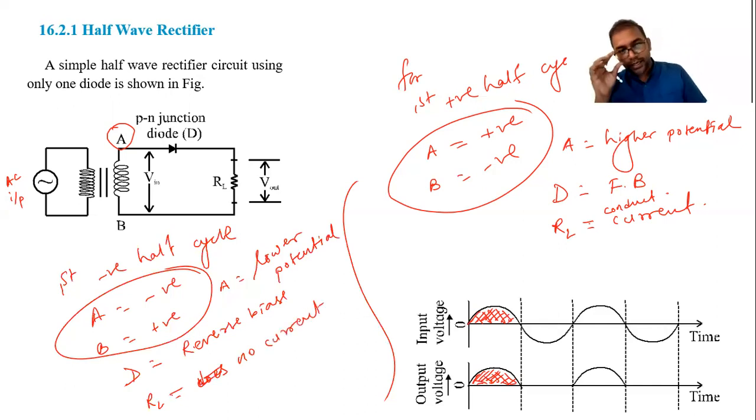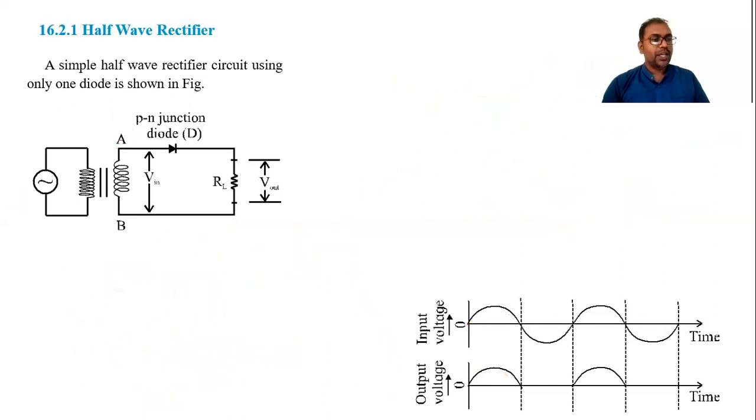It means that the diode conducts only for half cycle, and it is only for the positive half cycle. Therefore, this is called a half wave rectifier. It conducts at the positive half cycle and blocks the current at the negative half cycle. I hope everyone understood this working of the half wave rectifier. This is very simple.